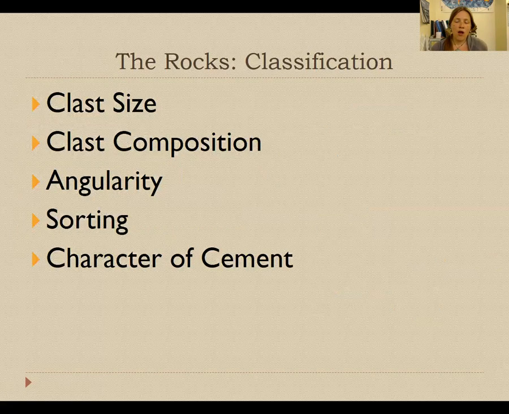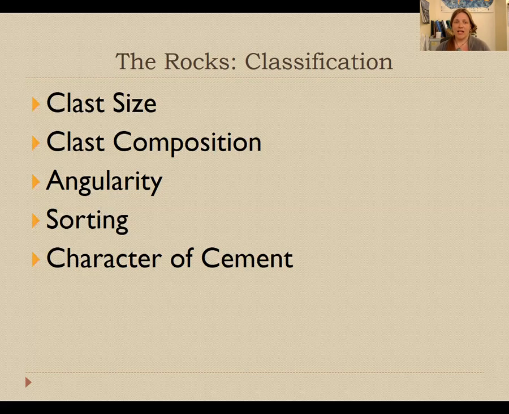So when we think about what kind of sedimentary rock we're looking at, we usually have different ways that we can observe and try to classify them. One way is by clast size. Clast is just a word for the piece that is cemented together. Then clast composition. So is this made of a pretty pure mineral? Is this made up of different kinds of feldspar-based sands? Is this made up of organic material? Is this made up of shell material? So that's going to be composition.